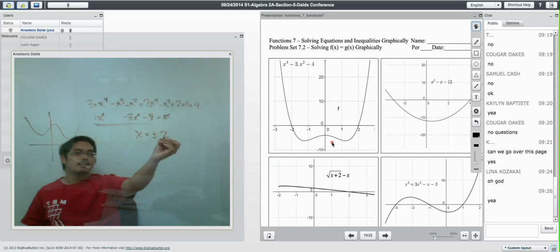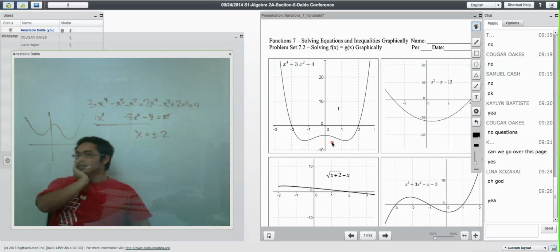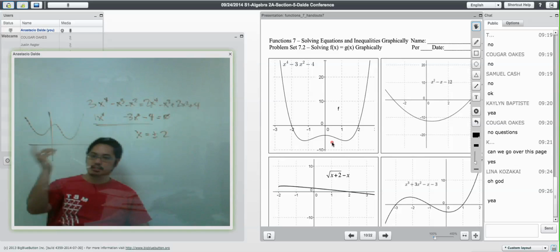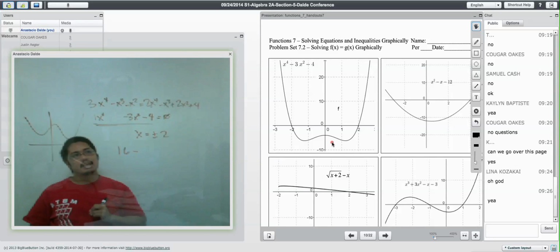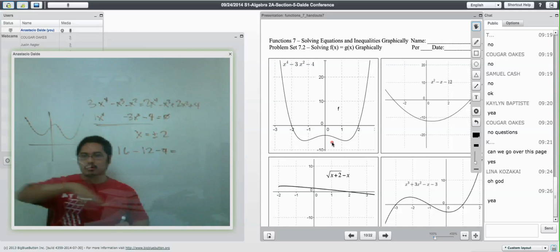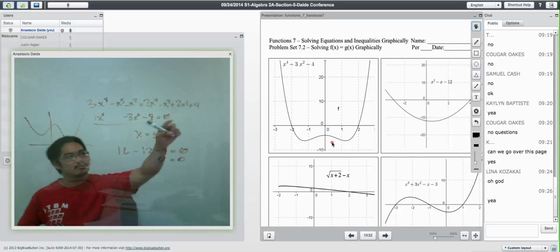If I plug negative 2 into here, what is negative 2 to the 4th power? Let's see, that would be negative 2 times negative 2, which is positive 4, times negative 2 again, which is negative 8, times negative 2 again, which is positive 16. So I have 16 minus 3 times negative 2 squared. That would be 3 times 4, which is 12, minus 4 from that. What is 16 minus 12 minus 4? That would be 0. Hey, that's awesome because 0 is equal to 0. This left-hand side is 0, the right-hand side is 0. We're good.